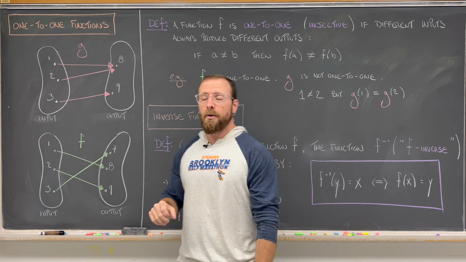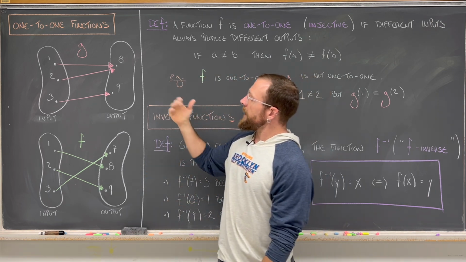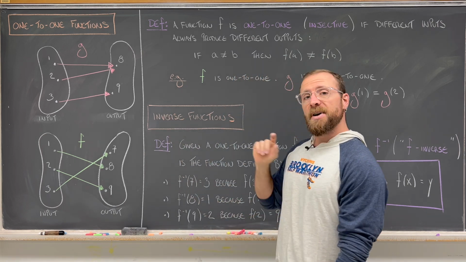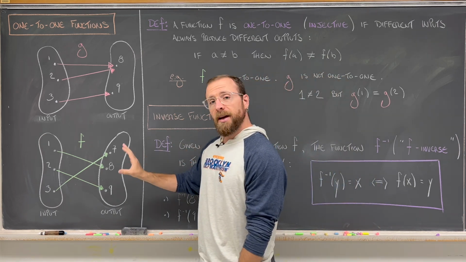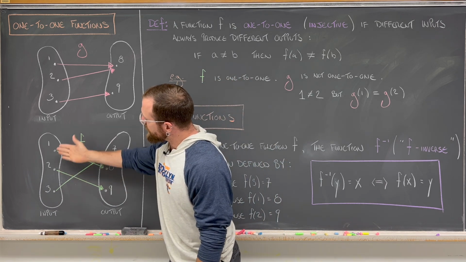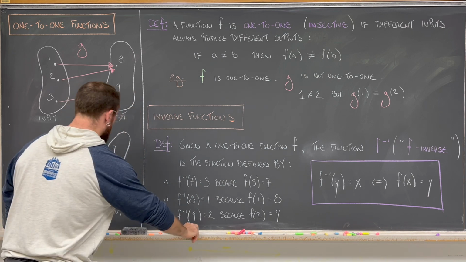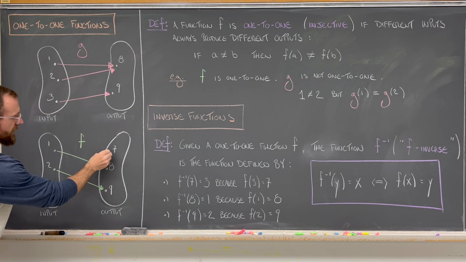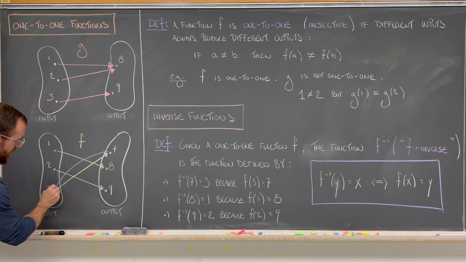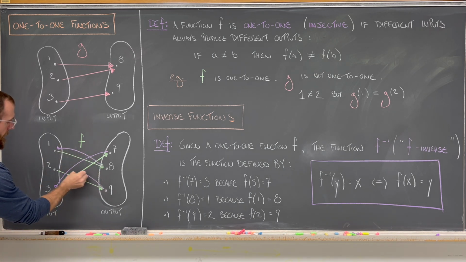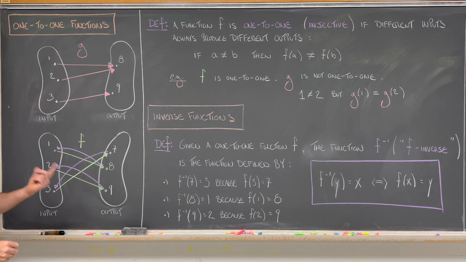Okay, so why do I care about these differences? They're both perfectly fine functions, but notice that for f, because no two inputs produce the same output, what I can do is reverse the arrows, and I can define in that way a new function. If I make the arrows point in the opposite direction, that creates a new function.